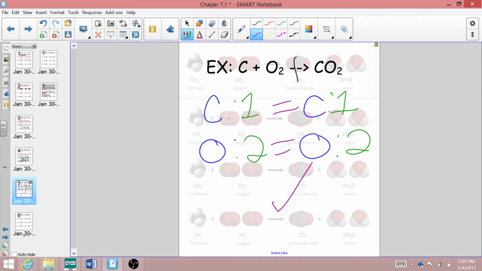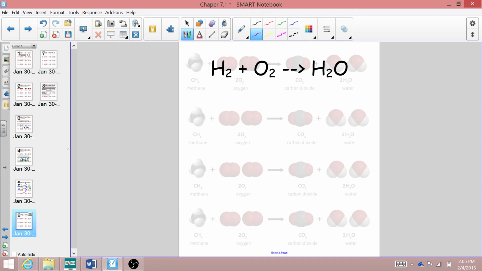Now let's take a look at something that's not balanced and figure out how to balance it. So again, our first step is to identify the elements on both sides of our equation. Over here we have hydrogen and we have oxygen. These are our 2 reactants. On our product side we have hydrogen and we have oxygen.